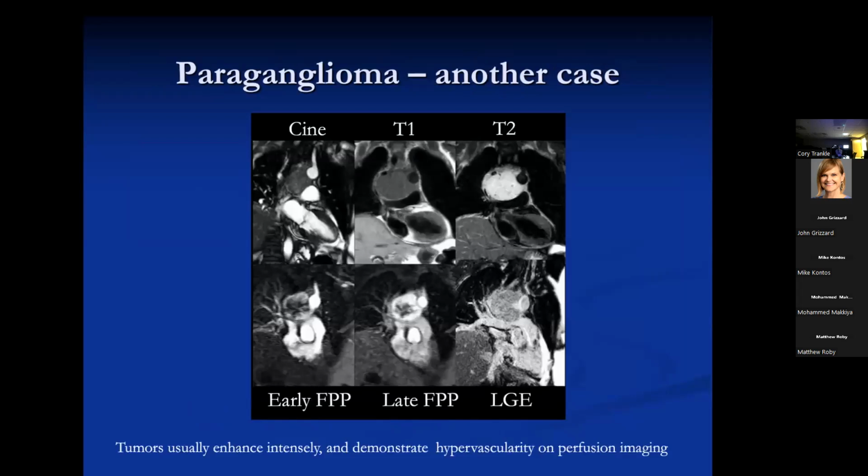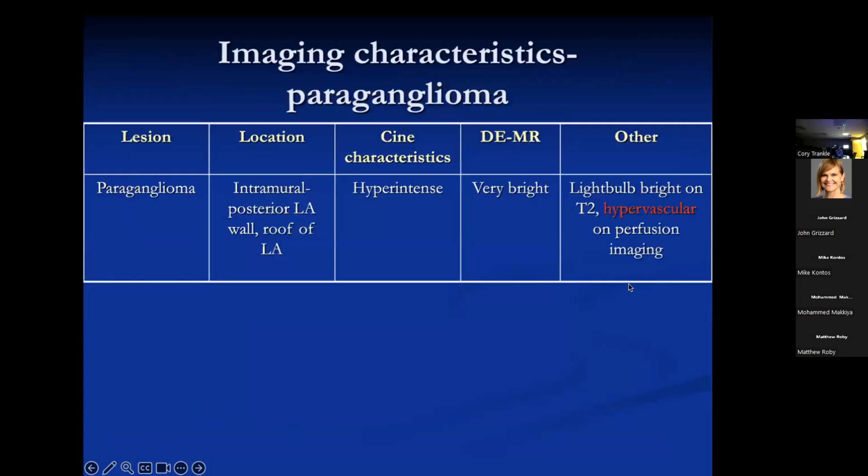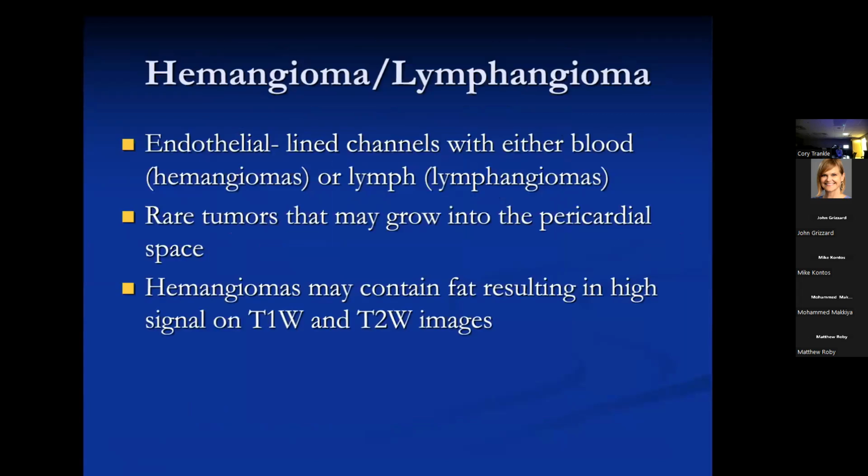Here's another case from our experience. You see it on pre-contrast cine images, T1, it's bright on T2, and then you give contrast, and even in early first pass perfusion, as well as late first pass perfusion, this thing really lit up, and then it's enhancing on the late gadolinium enhanced images. So that's a classic paraganglioma, light bulb bright on T2 images.